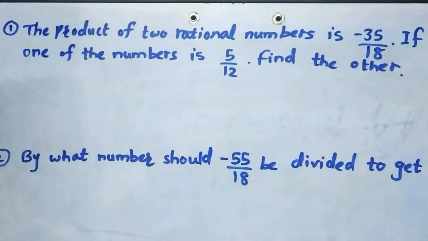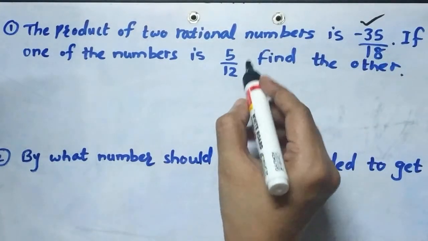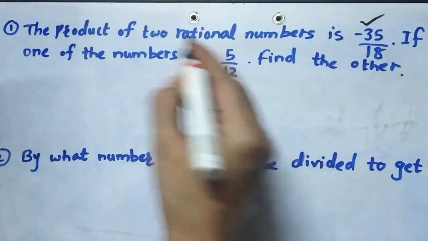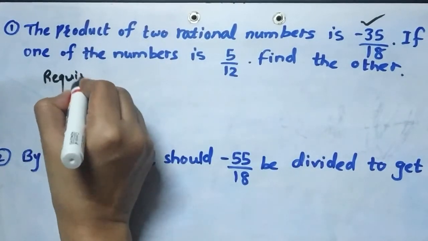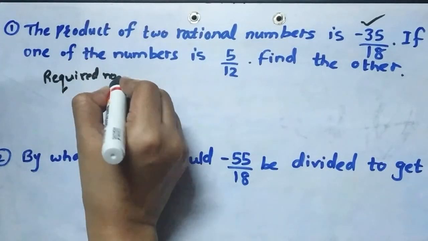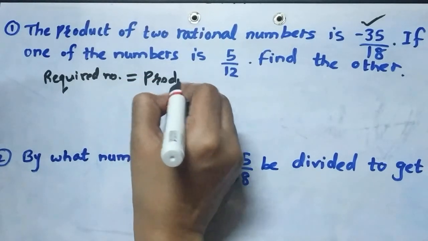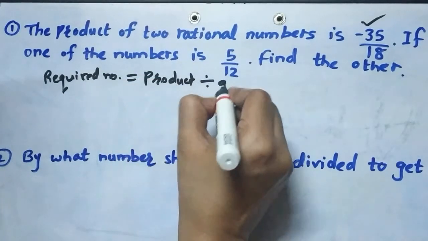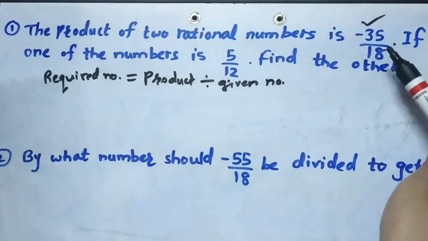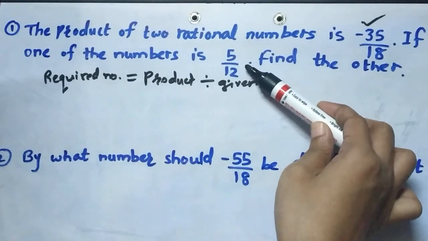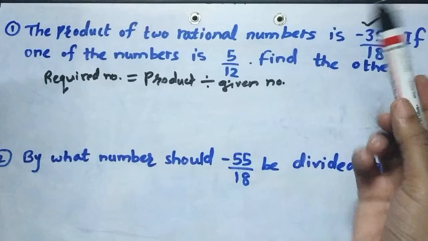So friends, here what is given? Here we already get the product and one of the numbers is given. So we need to find out the required number. You can find out the required number just by simply dividing the product by the given number. The product is given and one of the numbers is given. We can find out the required number by performing product divided by the given number.